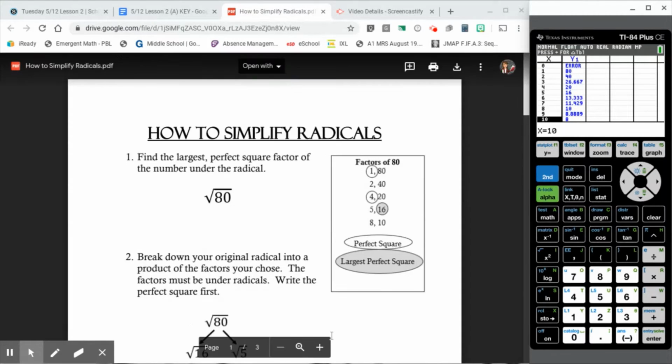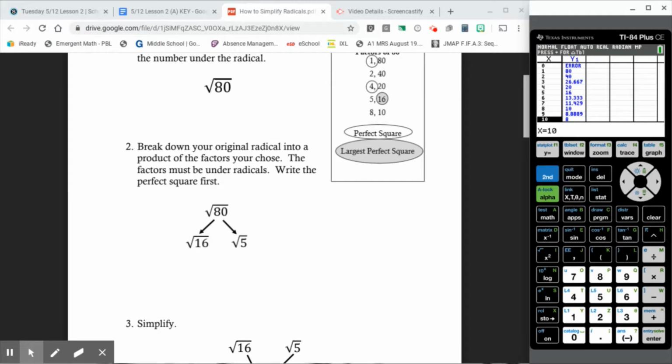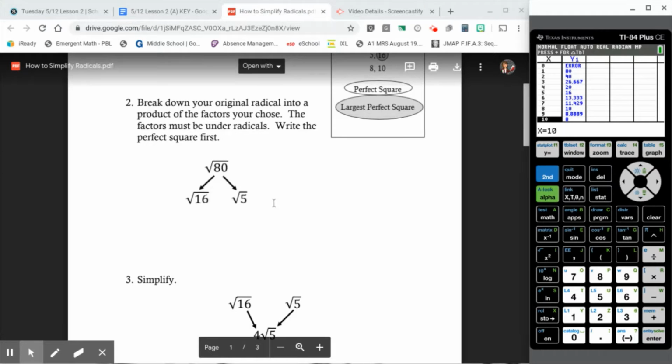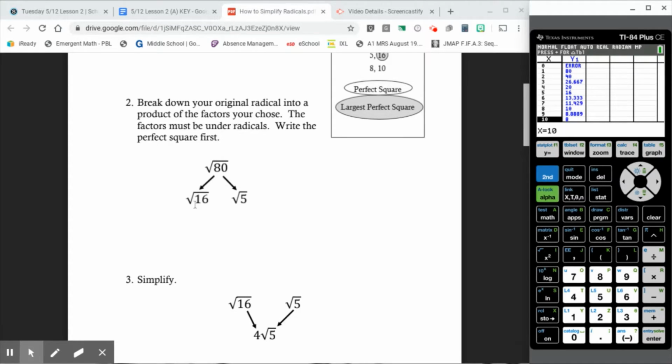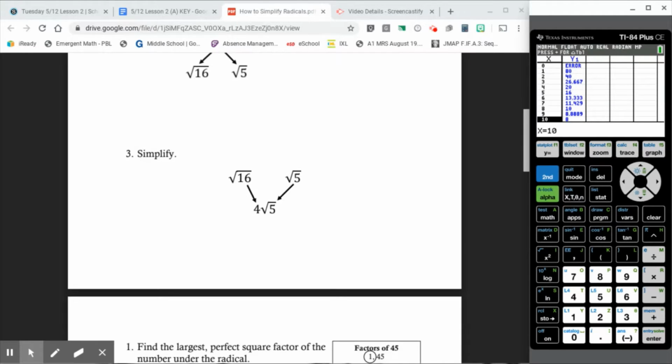Your second step is to break down your original radical into the product of the factors you chose. The factors must be under radicals. Write the perfect square first. So I know 16 and 5 are my factors, writing that perfect square first. Now we simplify what we can. We can simplify the square root of 16. That is a perfect square, and that gives us 4 right here.